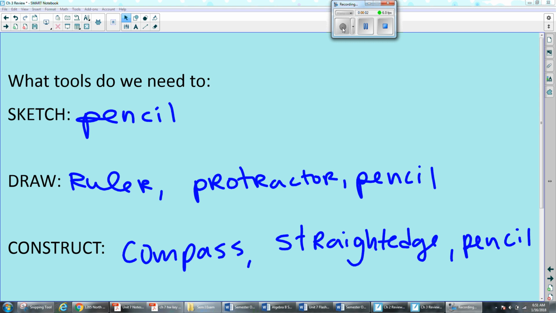Alright, so chapter 3 was all about constructions. There was a big difference between sketching, drawing, and constructing. Sketching is just a freehand sketch. You only need a pencil. If I'm asking you to draw something, you'll have to measure. You'll need a ruler to measure the length of the sides, protractors to measure angles, and a pencil. If I'm asking you to construct, all you need is a compass and a straight edge. Doesn't have to be a ruler and your pencil.